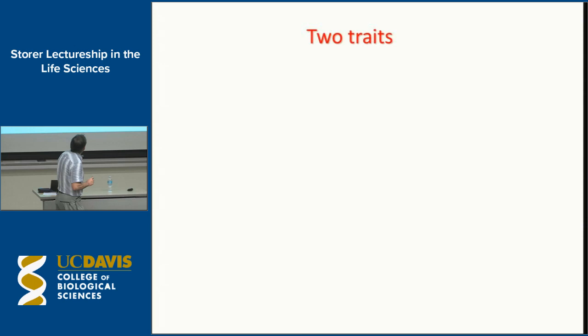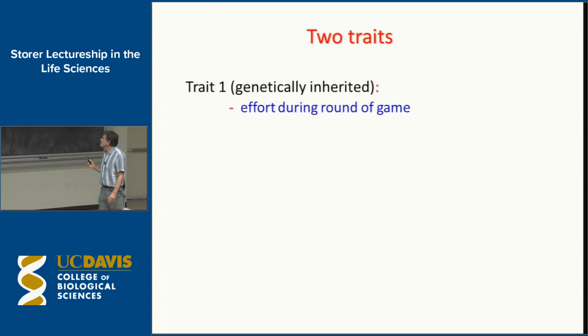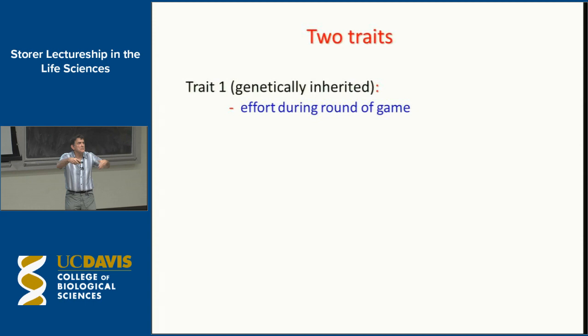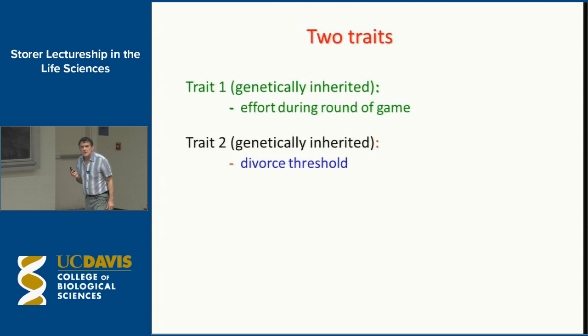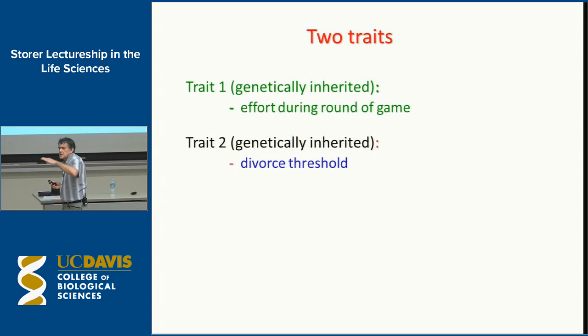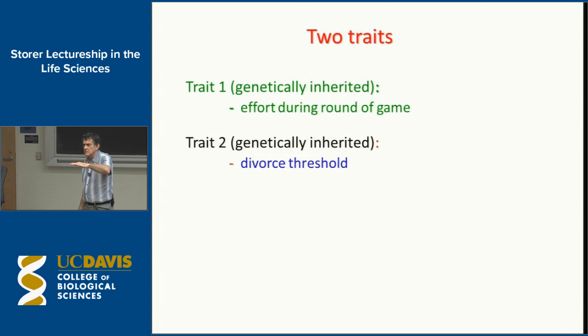So let's think of an evolutionary model. We have two traits. Trait one is genetically determined: it's the effort in this game. Again, it's a game where there's some common good. Trait two is how choosy you are about your partner. So it's a divorce threshold. It's a number which says, if my partner's effort is below this, I will divorce them and seek a new partner next year. If it's above this, I will try and retain my partner. And the pair only stay together if both individuals want to stay together. Otherwise, the pair splits up.